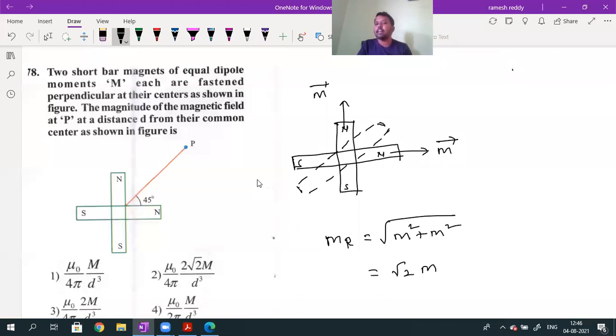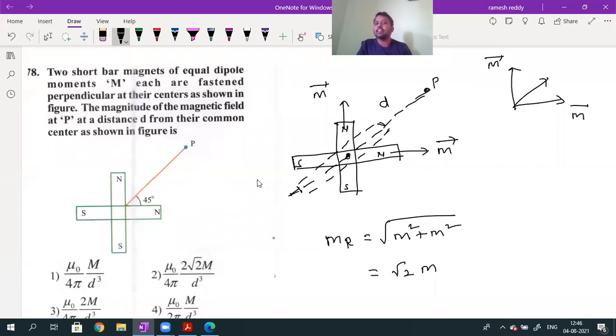When two vectors are perpendicular, this is one vector M bar and this is another vector M bar. If these both are perpendicular, this is the direction of the resultant. The diagonal will give you the resultant. Now this is the resultant magnetic moment, which will act like another bar magnet. Okay? Now point P is given here, at a distance D. What is the distance of point P? At a distance D from the common center. This is the common center. From the common center, the point P distance is D. Are you getting it, students?